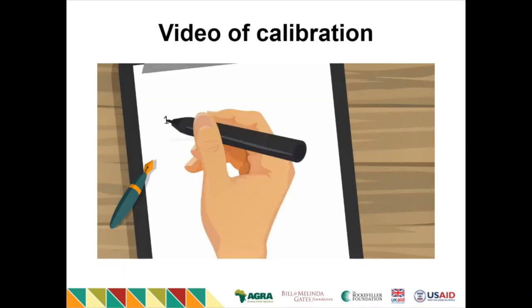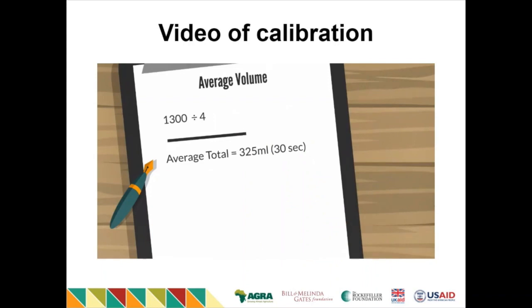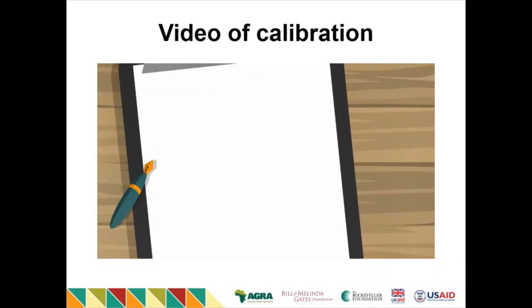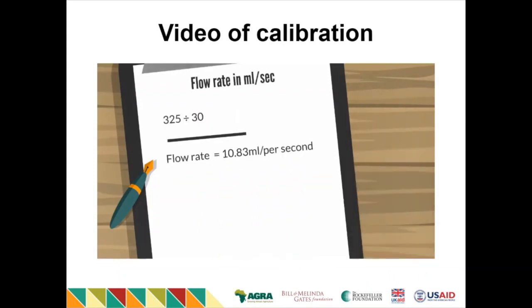Next, we have to work out the average volume. How we do this is we divide the total by the number of times we measured. So 1,300 divided by 4 gives us an average of 325 milliliters. Now that we have the average, we can measure the flow rate. Flow rate is the volume of liquid that passes through the nozzle per unit time. To measure the flow rate in milliliters per second, we'll divide the average, which is 325 milliliters, by 30 seconds. This gives us a flow rate of 10.83 milliliters per second.